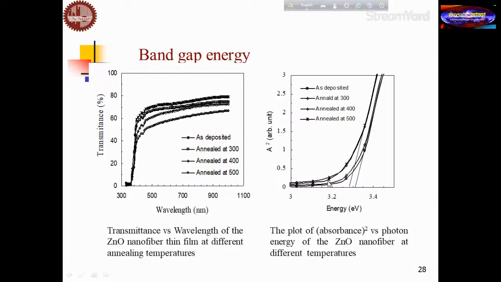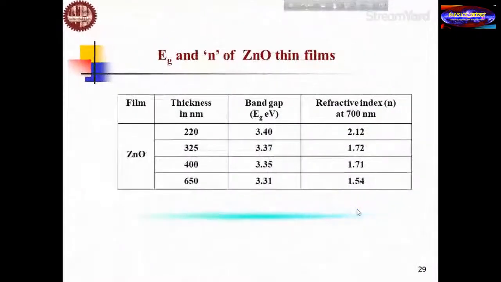Here we used the Tauc relations, and you extrapolate the straight line to the x-axis, and that gives you the band gap energy. So these are the things for zinc oxide. We see that depending on the thickness, the refractive index is decreasing here, and the band gap is also decreasing, as a function of the film thickness.